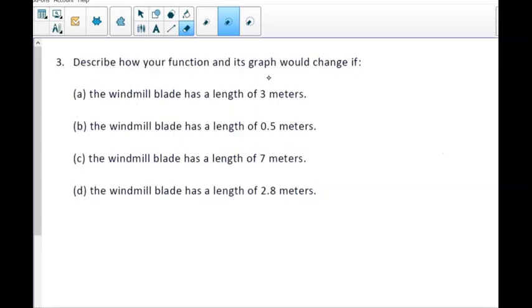This time they're going to be changing the length of the windmill to different lengths and then asking you to describe the equation or just describe how the function is changing as a result of changing the length of the blade.